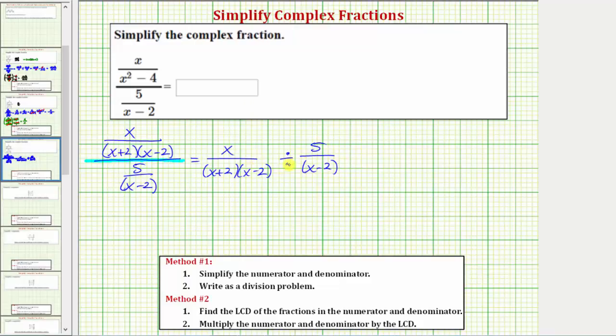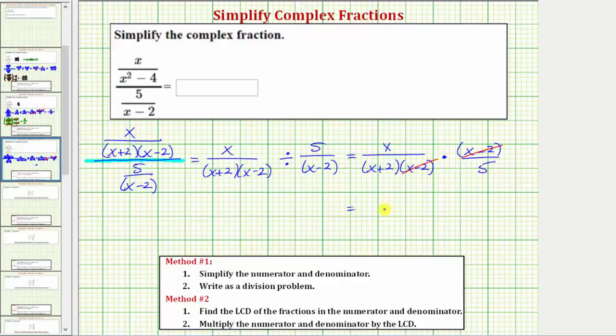From here, we'll write the quotient as a product. Dividing by a fraction is the same as multiplying by the reciprocal. So we can write this as the first fraction stays the same, and instead of dividing by this fraction, we multiply by the reciprocal. So we'll have a factor of x minus 2 on top and a factor of 5 on the bottom. Now before multiplying, we want to simplify. Notice how there's a common factor of x minus 2 between the numerator and denominator. x minus 2 over x minus 2 simplifies to 1.